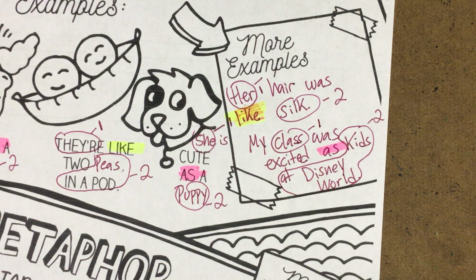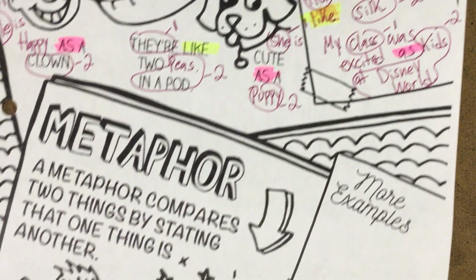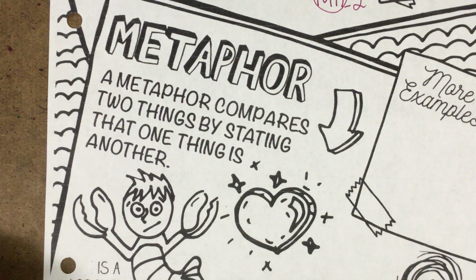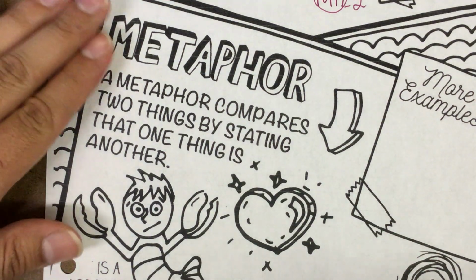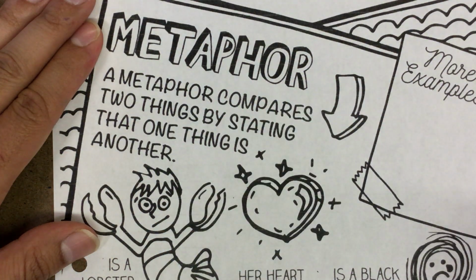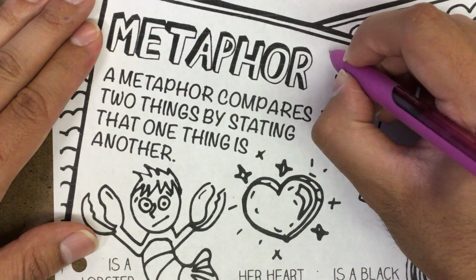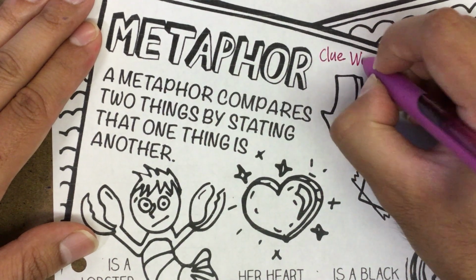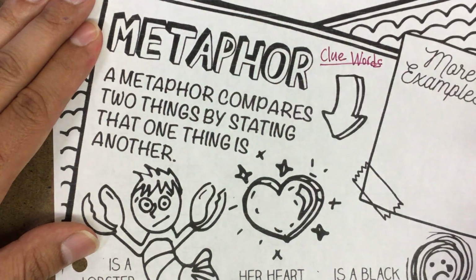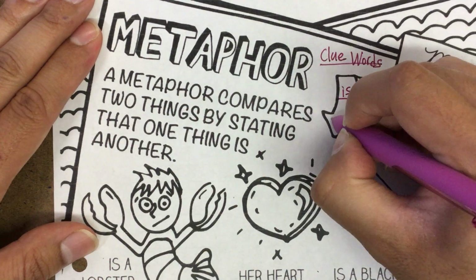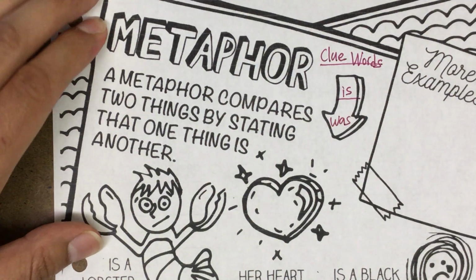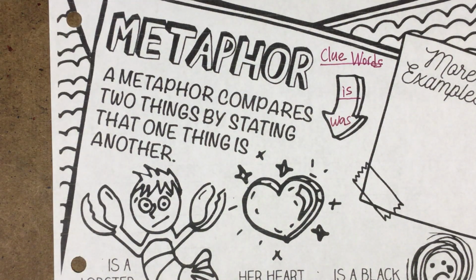So once again, your simile recap. Similes compare two things using the words like or as. Remember, two things. Now let's look at metaphors. A metaphor compares two things by stating that one thing is another. And our clue words, so we're going to write this down. Our clue words are is and was. Those are our clue words. So similes use like or as, metaphors use is and was.